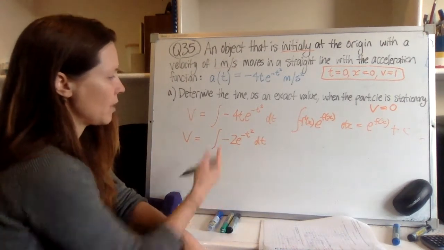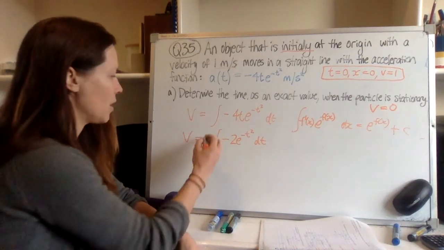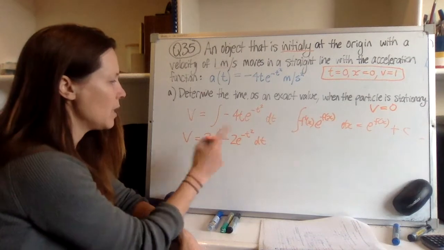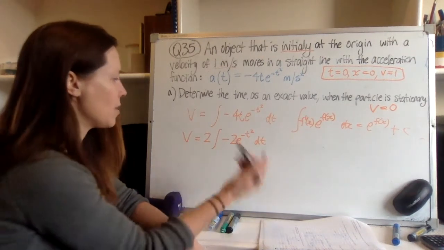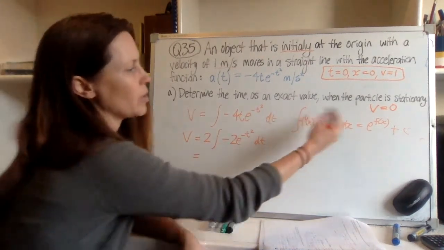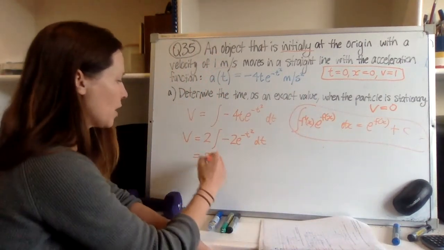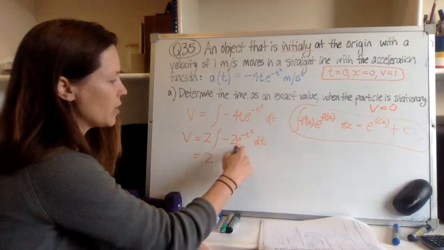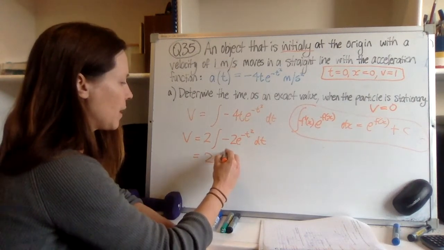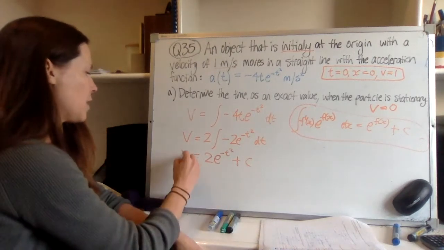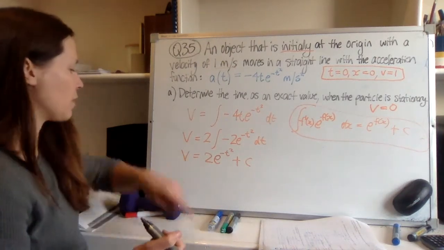And then say, well, hang on a minute, I've changed it. I need to adjust for that. And this is my adjustment factor that comes out the front. Now, this part is really easy to integrate because it follows that formula that's on my formula sheet. So the 2 comes along for the ride. And then when I integrate this part, I just get e to the power of minus t squared plus c. So that's the first version of my velocity formula.